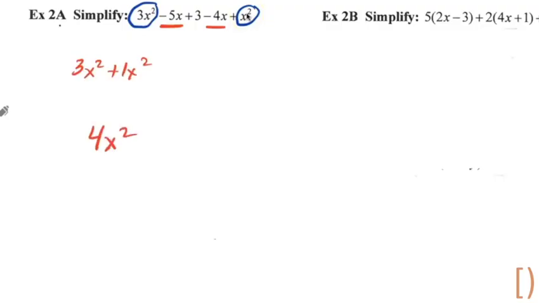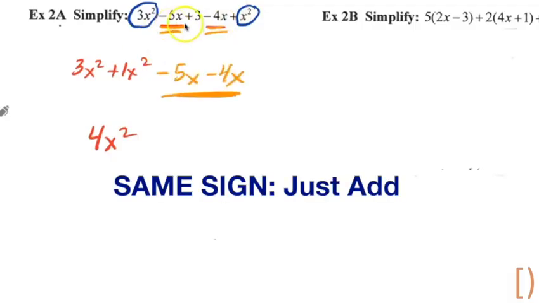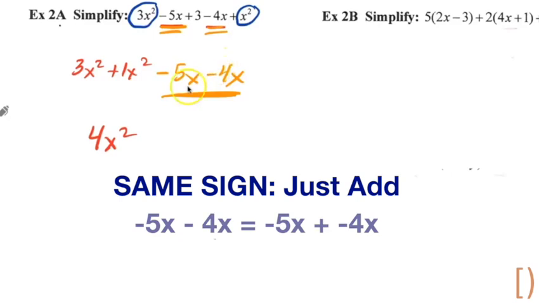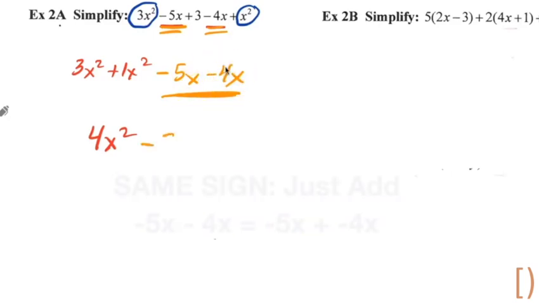Then the x's, a -5x, and a -4x, right? No, it's a negative in front of them, so it's a -5x, -4x. Anytime they're the same sign, so in this case they're both negative, you just get more of them. So I have a -5, subtract another -4, same sign, you just add them. So -9x. And then the 3 is by itself, plus 3.